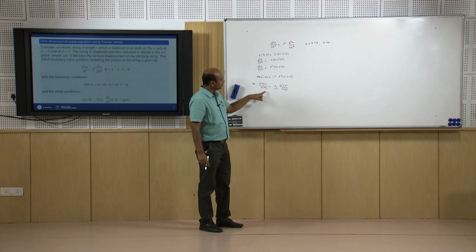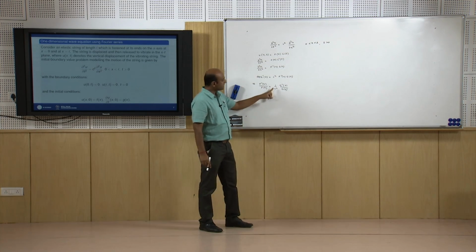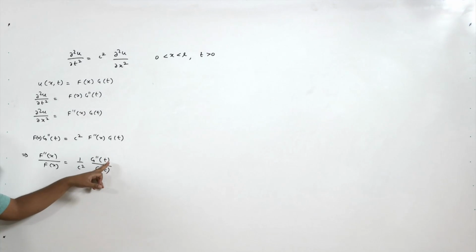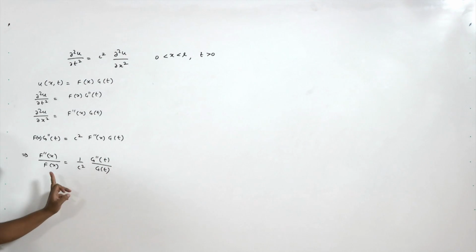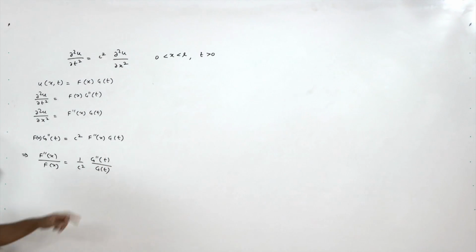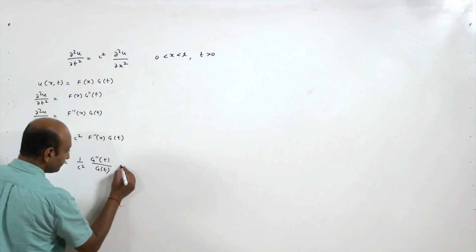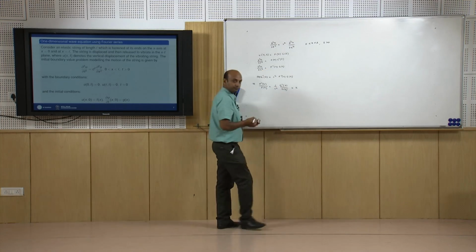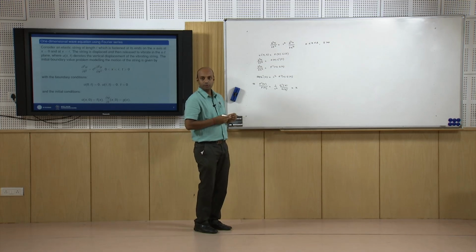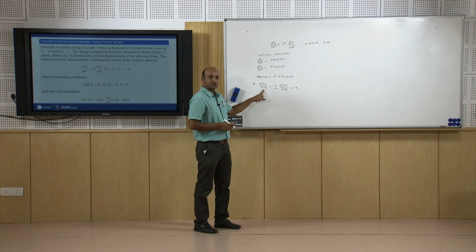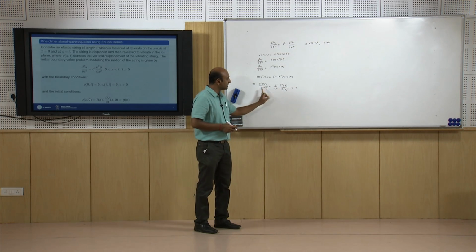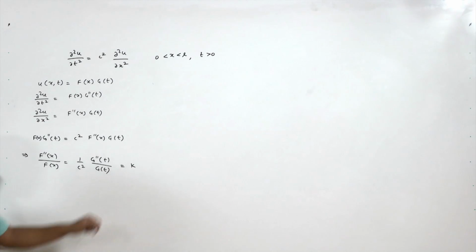Now, this is a function of x alone and this is a function of t alone, and both are equal. So, both will be equal only when it is equal to some constant, say k, where k is a constant. Because on one side we have a function of x and on the other side a function of t, and both are equal, both will be equal only when it is a constant quantity, say k.